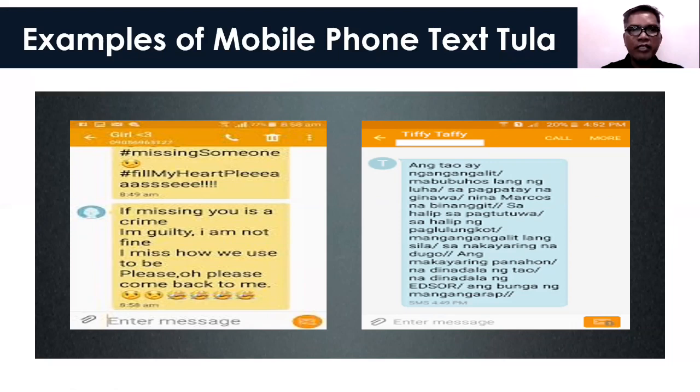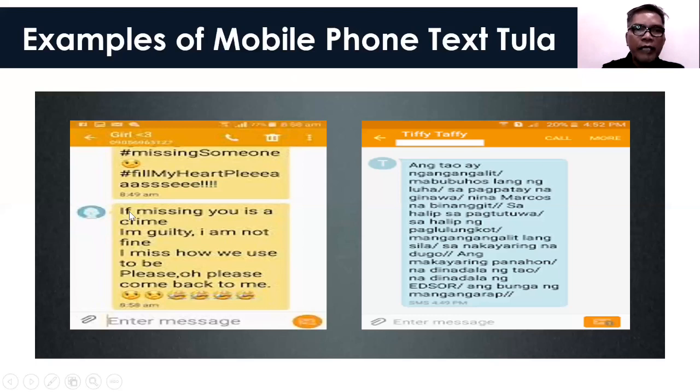So the poem is: If missing you is a crime, I'm guilty, I'm not fine. I miss how we used to be. Please, oh please come back to me. Look, so it is a short poem being sent via SMS through mobile phone or cell phone.